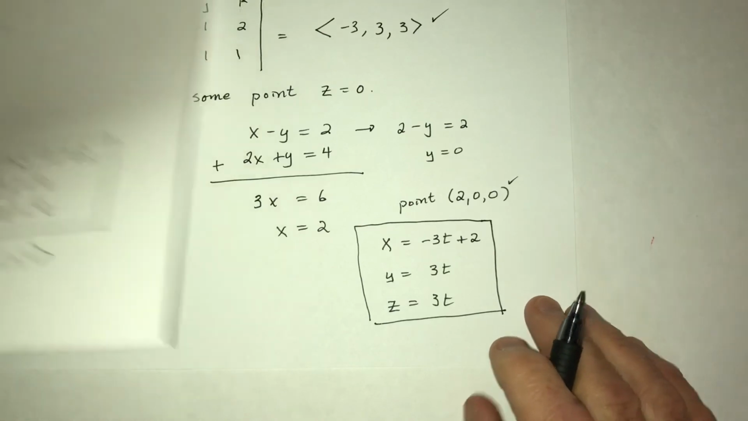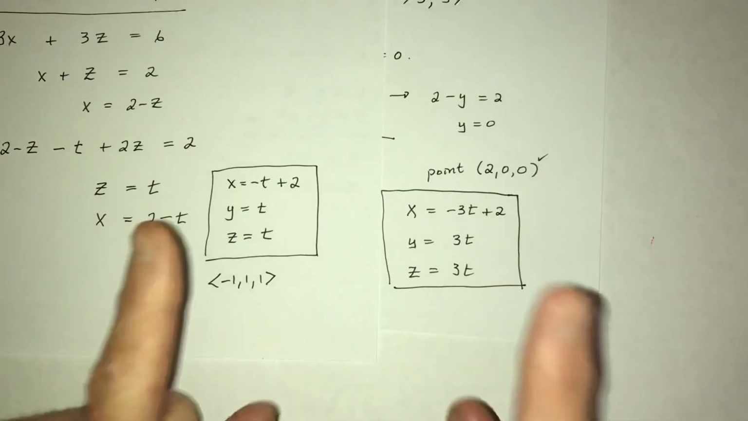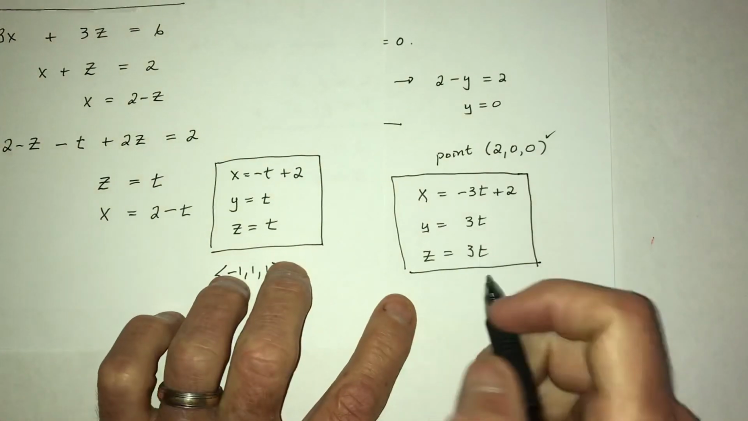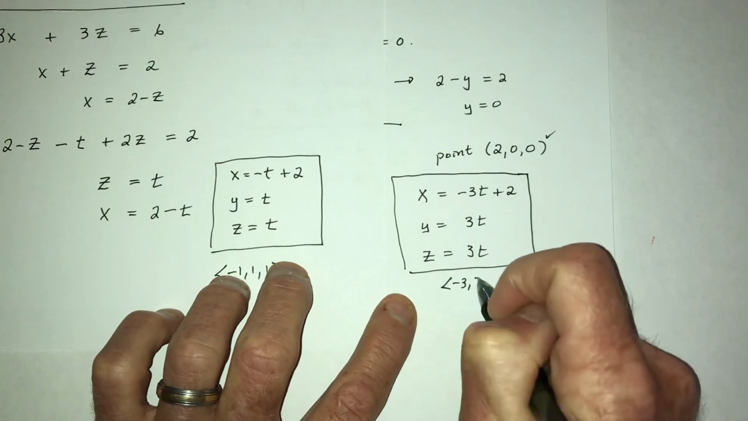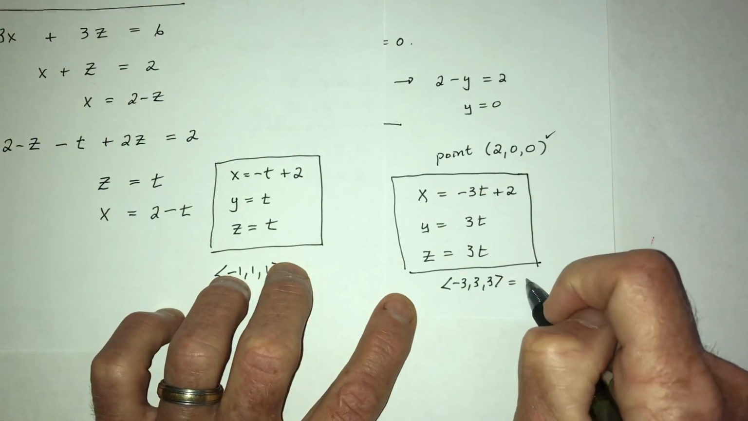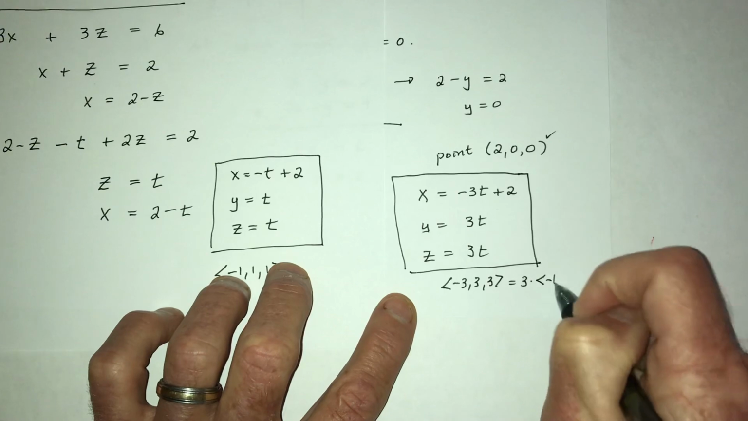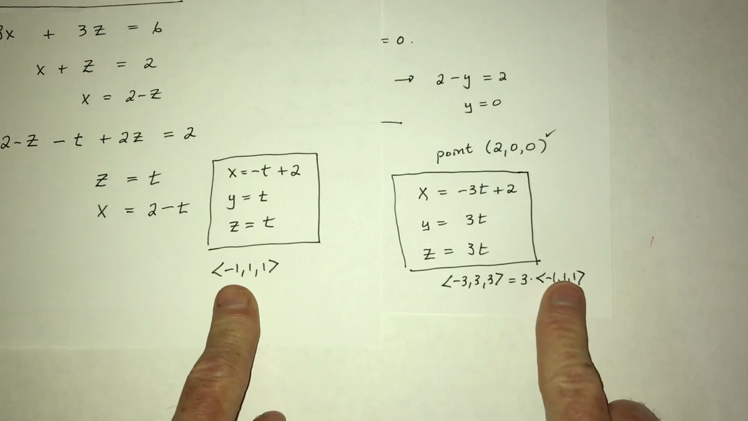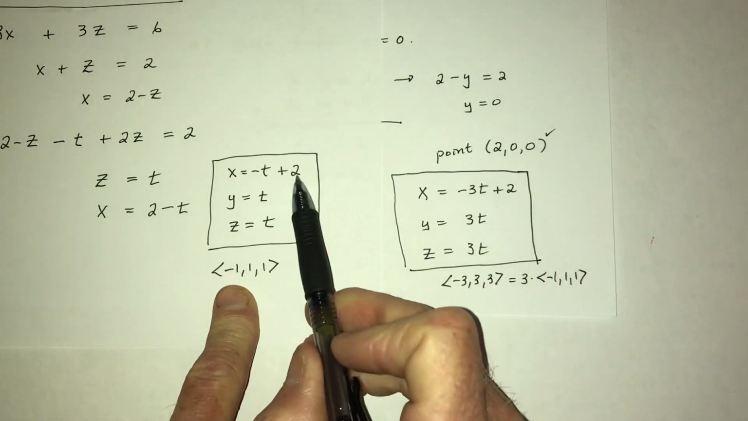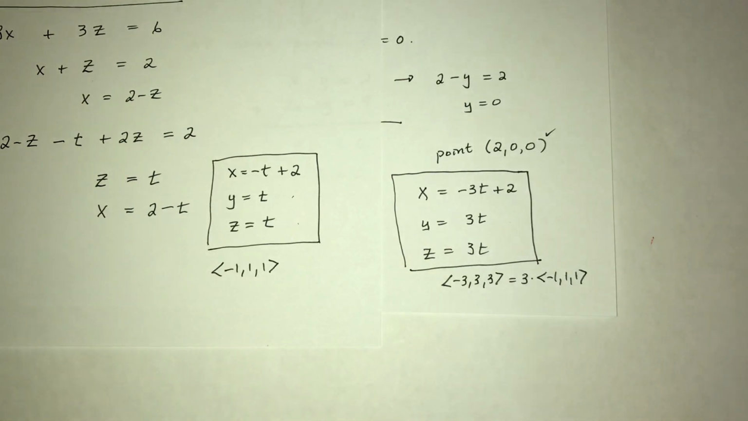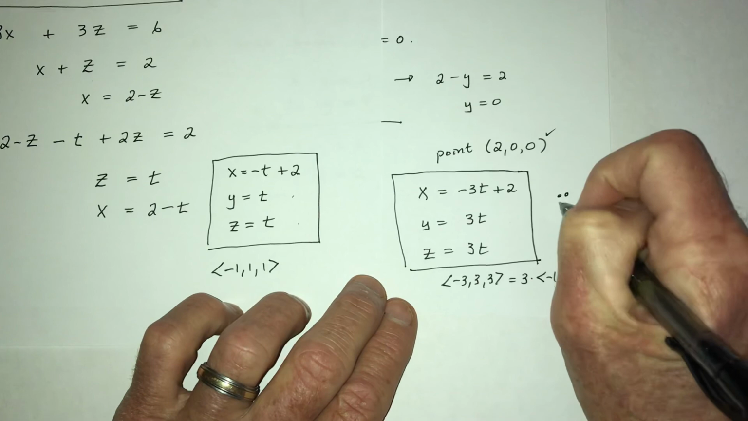Now take a look at what I got last time doing it in a completely different way. Are these two the same line? The answer is yes. So this one's vector is negative 3, 3, 3. But notice that I could factor out a 3 from this. So it's also the same as 3 times the vector negative 1, 1, 1. Those are going in exactly the same direction. And if you look at the point that it's going through, 2, 0, 0, it's the same solution. So I don't even need to graph it because I did it in 2 different ways, got the same answer. That means it's all good.